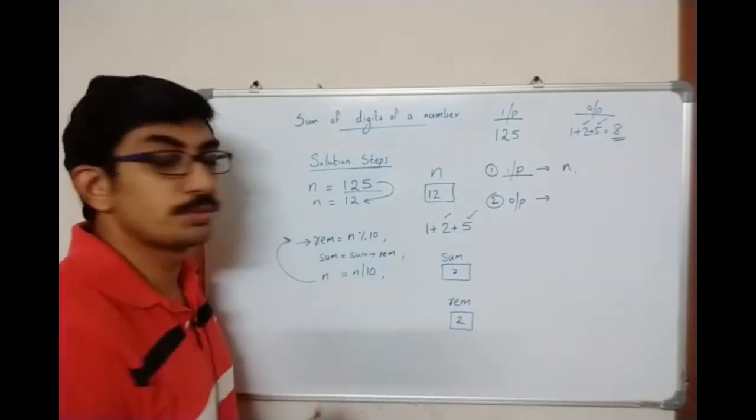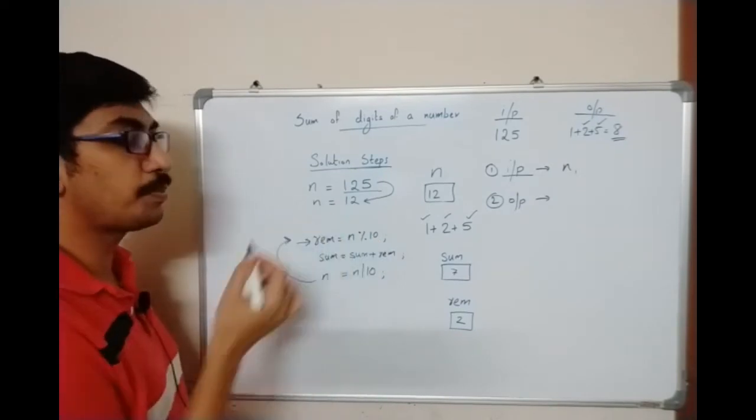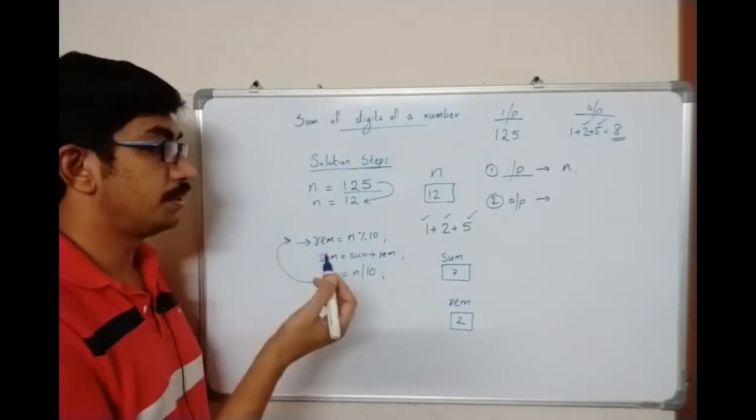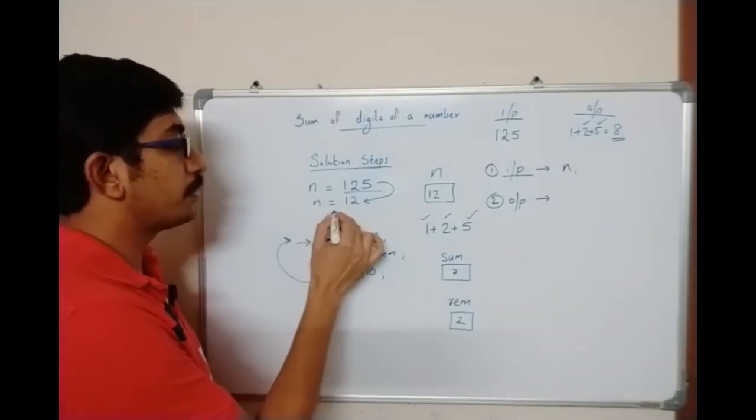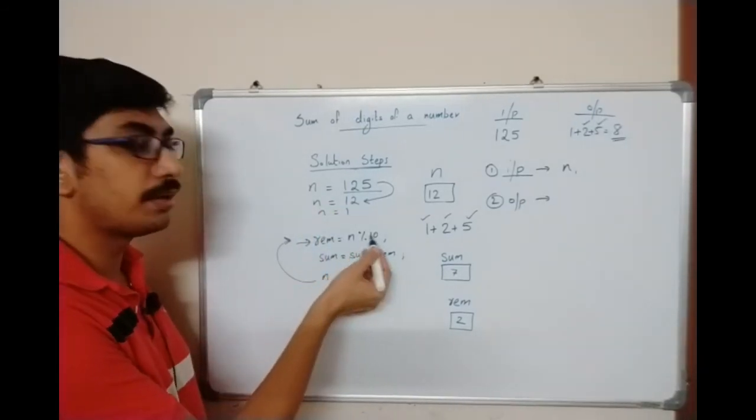So I have extracted 2. Now what I have to do? I have to extract 1. Is it possible to extract 1 from n? No, it is not possible. But suppose if my n was 1, I could have easily done that. I would have done n mod 10.